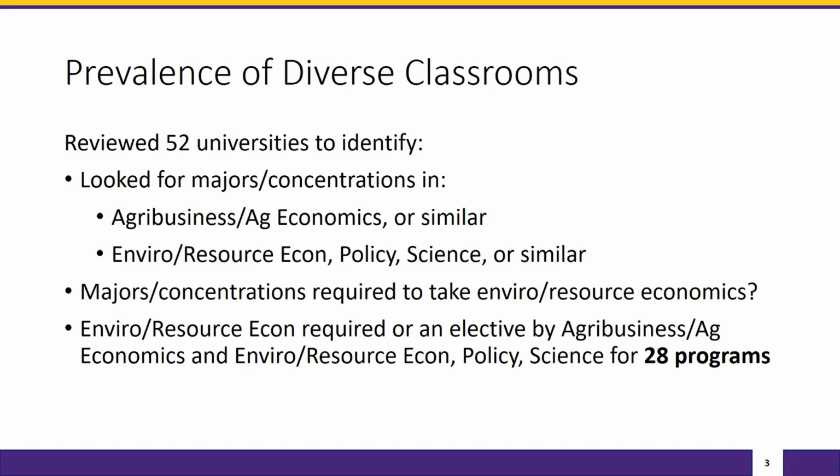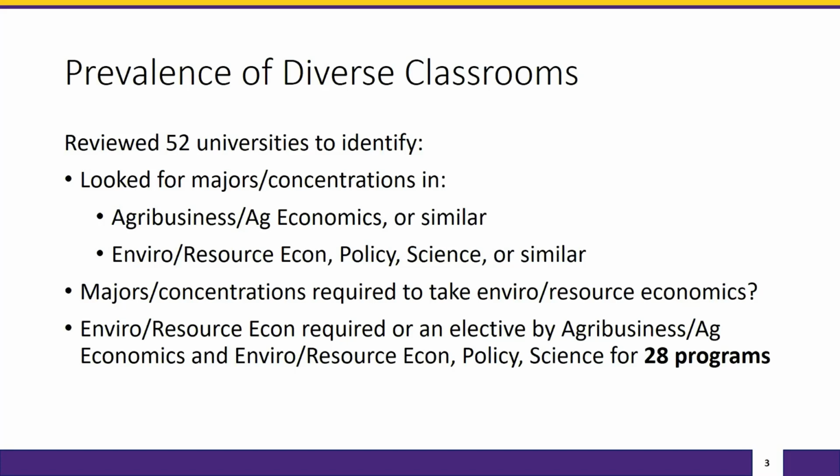Okay, so having gone through those different websites, and I got to give my grad students some credit, they did a lot of heavy lifting there. I found that 28 of the programs that had these majors either required or as an elective had environmental resource economics either as a requirement or as an elective. Meaning that, yes, there is a real prevalence of environmental and agribusiness or production ag students being in the same classroom where a potential contention could happen.